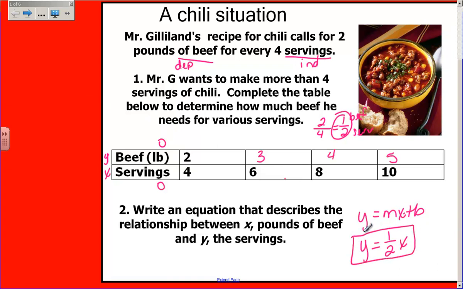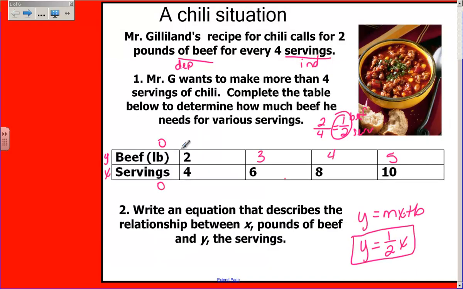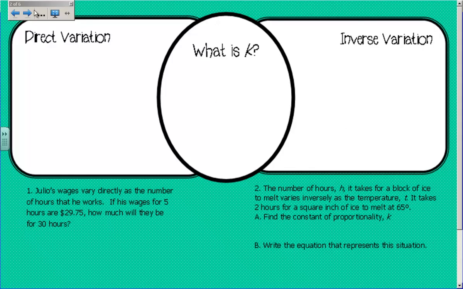And this is not only a linear equation, but it is considered a direct variation equation, and we're going to talk about why. If you look at what's happening in our table, the amount of beef we need increases every time the number of servings we need increases. So both of my quantities, both of my variables, are increasing at the same time. When both things increase or both things decrease, when they're doing the same thing, they are either both going up or both going down, then what I have is considered a direct variation.